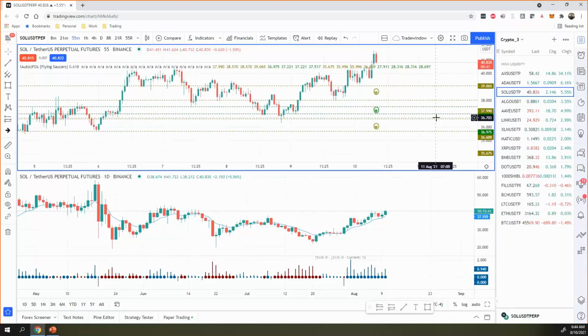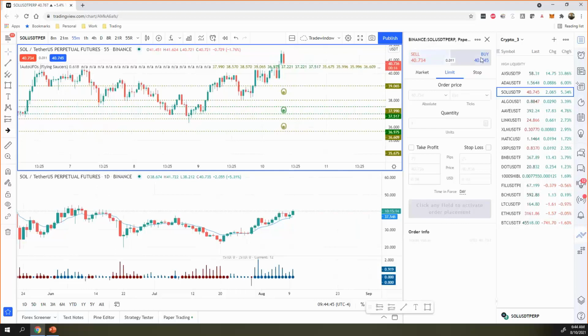Right here at 36.7, because as price moves down, we want the moving average to be enveloped by this UFO, and the right place is down here. So that would be our potential entry right here, 36,633. Right.